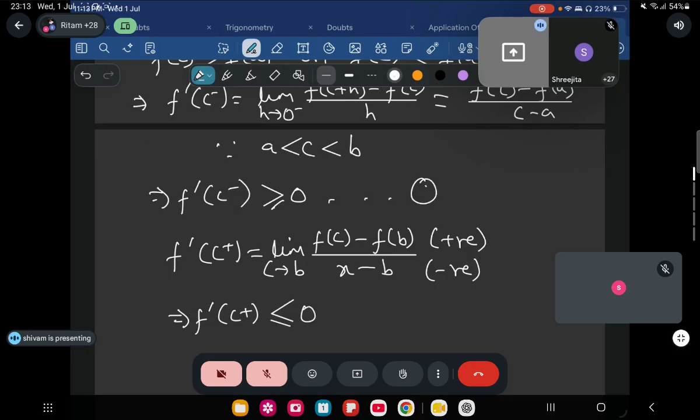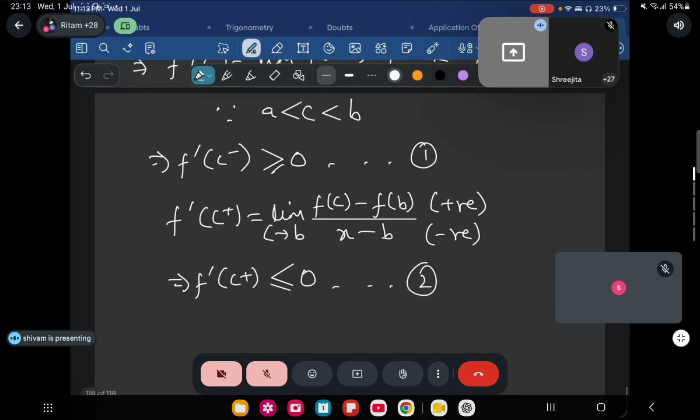So from 1 and 2, what can we say? At point c, the function is changing from positive to negative. So can I say f dash at c is equal to 0? Tell me everyone. Since the function is differentiable.